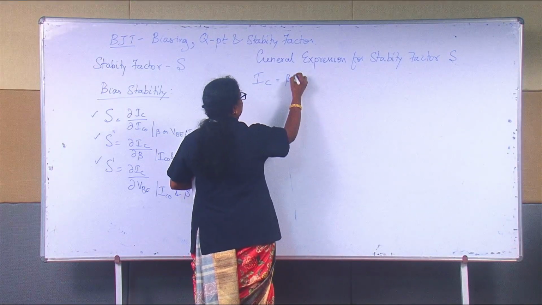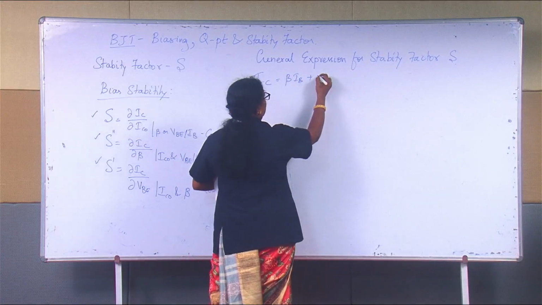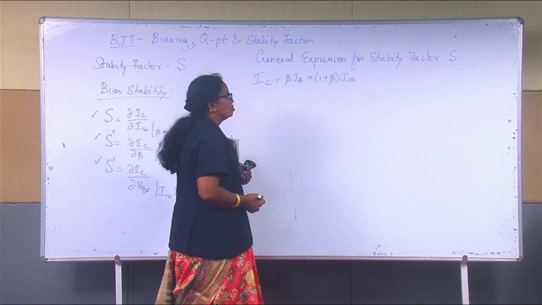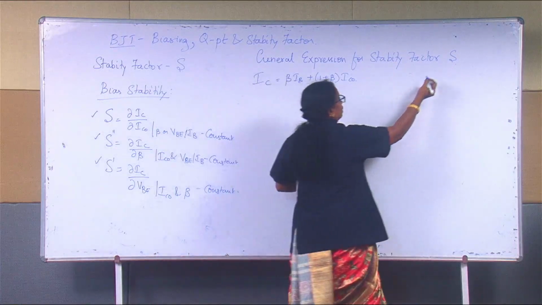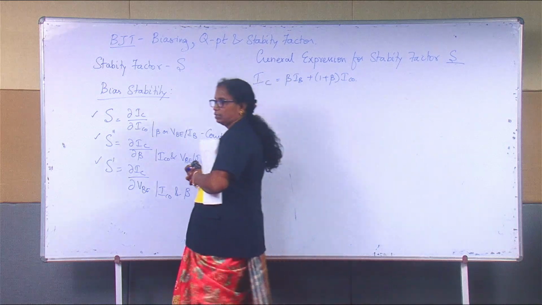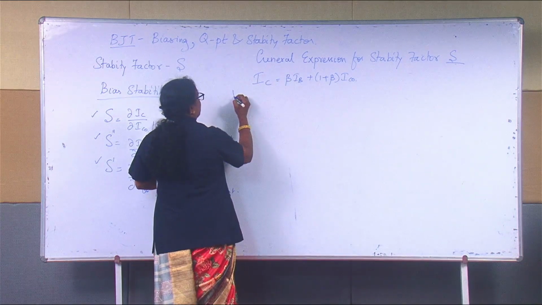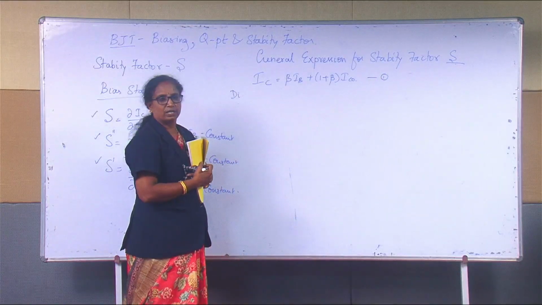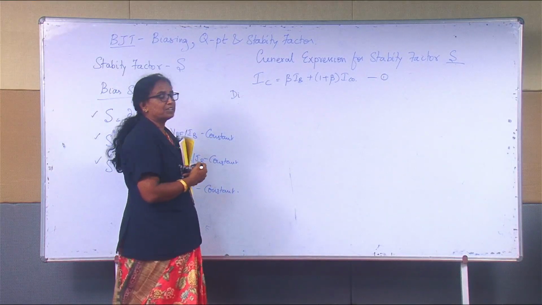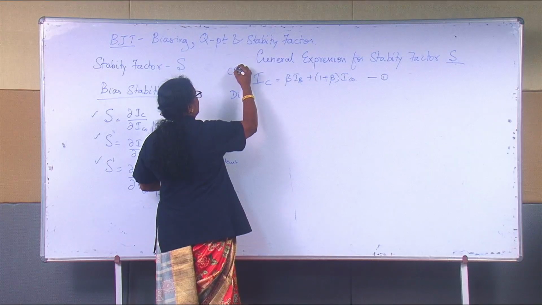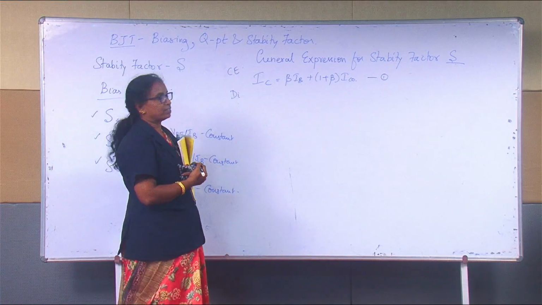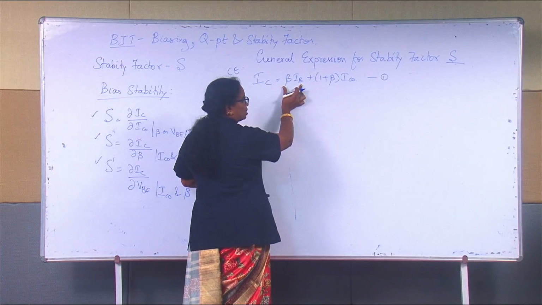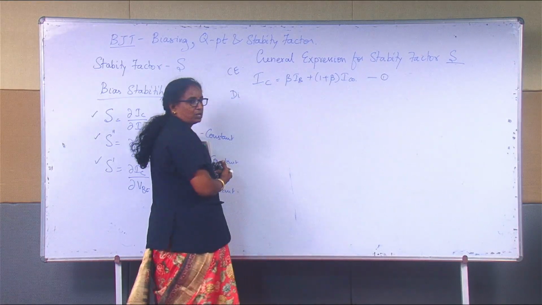Considering the expression IC is equal to beta times IB plus (1 plus beta) into ICO. So here I am going to find out the stability factor S. So differentiating this expression, what is this expression actually? It is the collector current for a CE transistor, where collector current is contributed by the majority charge carriers and the minority charge carriers.